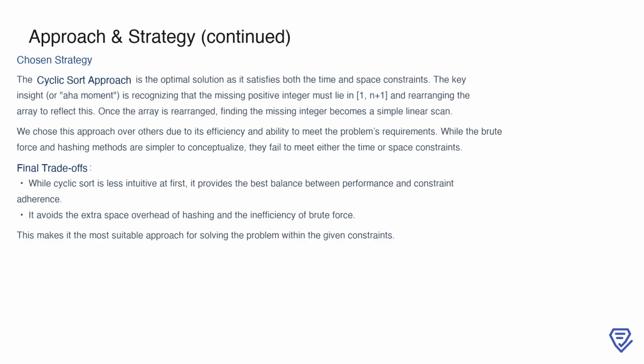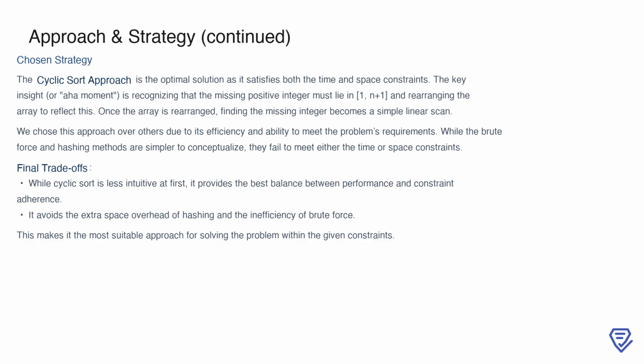The key insight here is recognizing that the missing positive integer must be in the range 1 to n plus 1, and rearranging the array to reflect this range allows us to find the solution with a simple linear scan. Compared to the brute force and hashing methods, the cyclic sort approach stands out for its ability to meet the constraints of O(n) time and O(1) space. While it may seem less intuitive at first due to the swapping mechanism, it avoids the inefficiency of brute force and the extra space overhead of hashing. This makes it the most effective and balanced solution for the problem, providing both optimal performance and adherence to the given constraints.